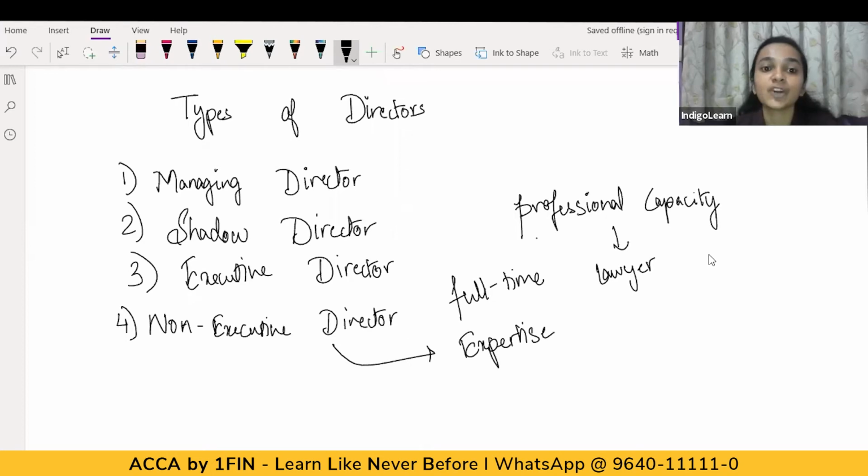So when we talk of an executive director, he is a full-time employee, whereas a non-executive director is not a full-time employee of the company. Rather, a non-executive director is a director who is independent and who comes to the company to give his expert opinion. So these are the different types of directors in a company.